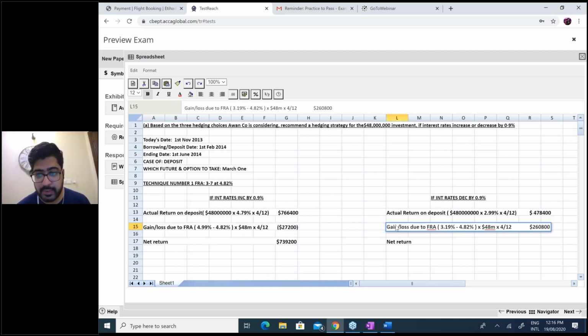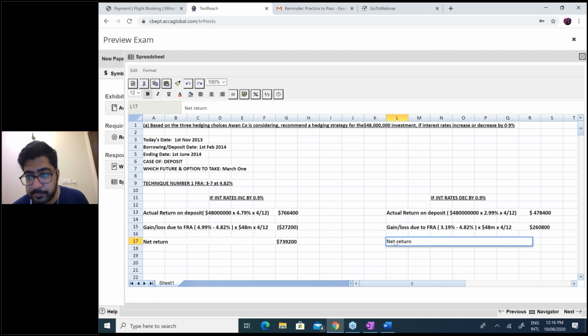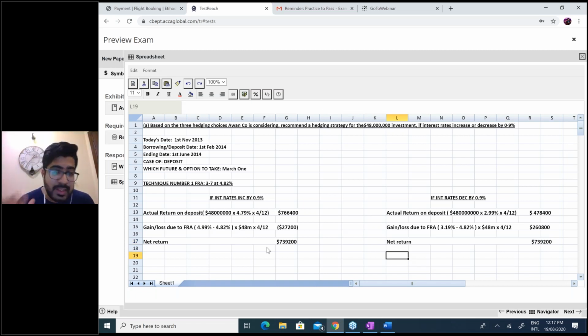Come here, right side. Gain or loss due to FRA. It's a deposit case, right? When interest rates decrease by 0.9, the market deposit rates became 3.19. But you locked the rate at 4.82 due to FRA. You could have deposited at 3.19 in the real market, but you blocked the higher rate of 4.82. So did rate blocking give you gain or loss? Higher rate, gain. Gain increases return, so add it. The net answer would be 739,200. It's compulsory that both options, increase and decrease, produce the same answer in FRA. Only then is your solution right.